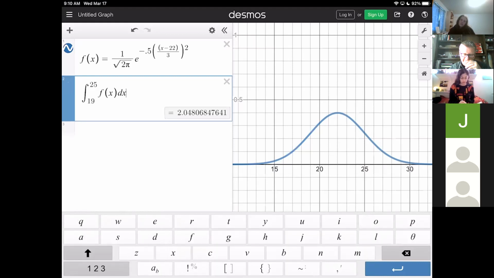So we actually have an equation for the normal curve. Oh, that's the first equation, okay. Now let's see what's wrong with this. 19 to 25. That is not true. What is wrong with this? Negative x minus 22 squared over 3 squared. So let's leave it at this for now.